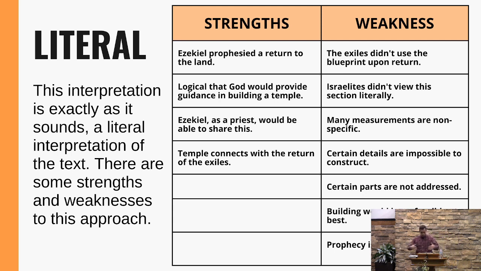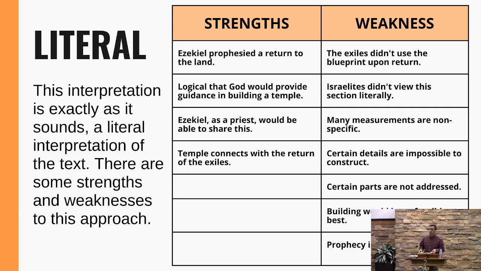And then you have the other side of that, the reeds, which were a couple of meters long, pretty big. And if you use that interpretation, then it's too long and it goes actually past the river and it geographically doesn't fit. And so certain details then are impossible to construct. They just do not fit in the region. They do not fit with the population of the people. It doesn't work. As I mentioned earlier, certain parts of the temple are not addressed.